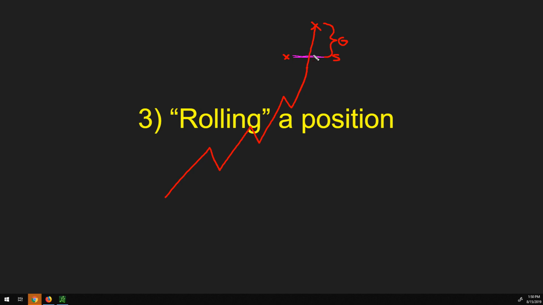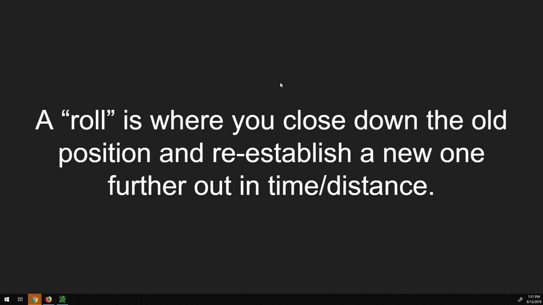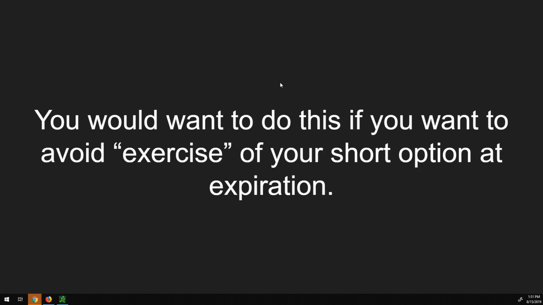So what we always want to do here is that if you want to keep the underlying asset, which I'm assuming most of you want to do, we have to be very defensive about this. So a roll is where you close down the old position before it gets to be a real problem, and then you reestablish a new position further out in time and distance. Now, when I say a new one, I'm talking about another short call. Typically, I'm using this with more short calls than the cash secured puts. So you would want to do this if you want to avoid exercise of your short option at expiration.